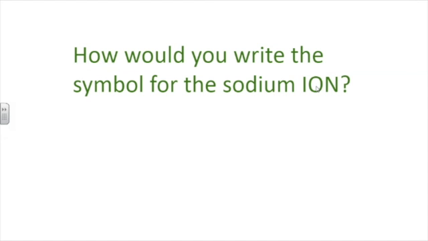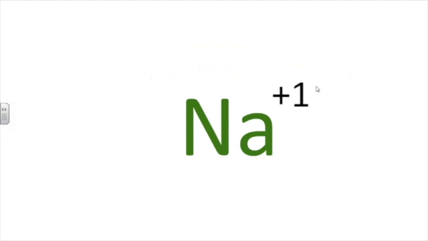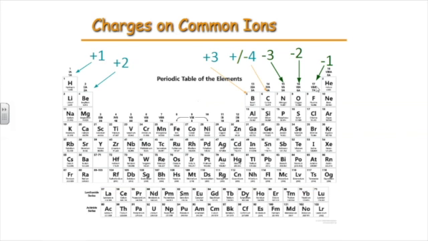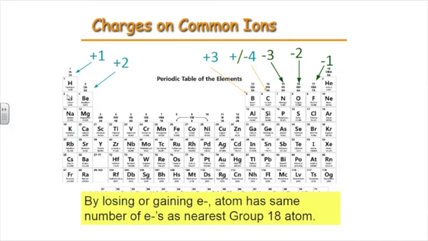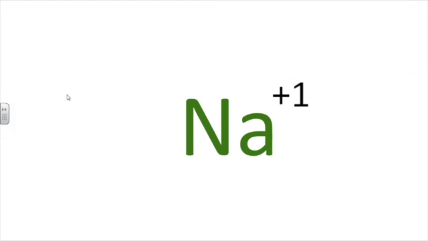So how would you write the symbol for the sodium ion? First off, we know sodium is Na. So you will find sodium on the periodic table, which is over here. It's in this first column right here with the hydrogen, so it has a +1 charge. So all you have to do is put +1 as a superscript or as an exponent.